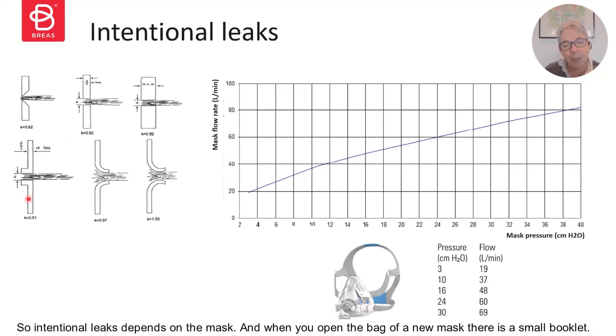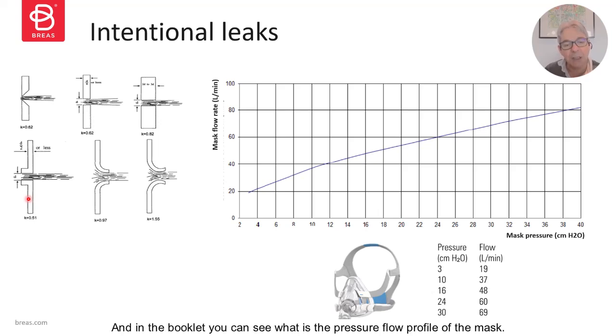When you open the bag of a new mask, there is a small booklet, and in the booklet you can see the pressure flow profile of the mask. I will take as an example the mask F20, the oronasal mask with a magnet. What does it say? Here the x-axis is pressure, the y-axis is flow. And it says that for each level of pressure there is a different intentional leak.